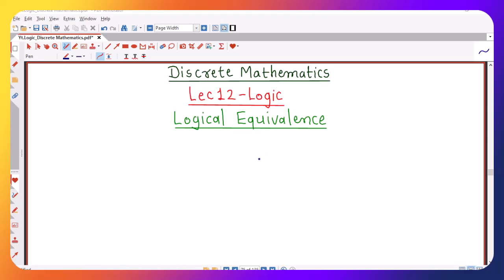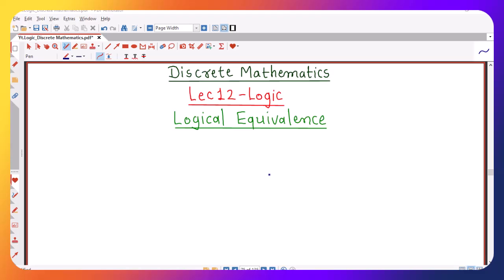In lecture number 11, we have discussed certain basic logical equivalencies or basic logical laws, and using those logical laws we can prove that two propositions are equivalent. We have used the truth table to show that two propositions are logically equivalent in previous lectures, but we are going to discuss another method of showing that two propositions are logically equivalent, and that method is sometimes easy and less time consuming as compared to the method of truth table.